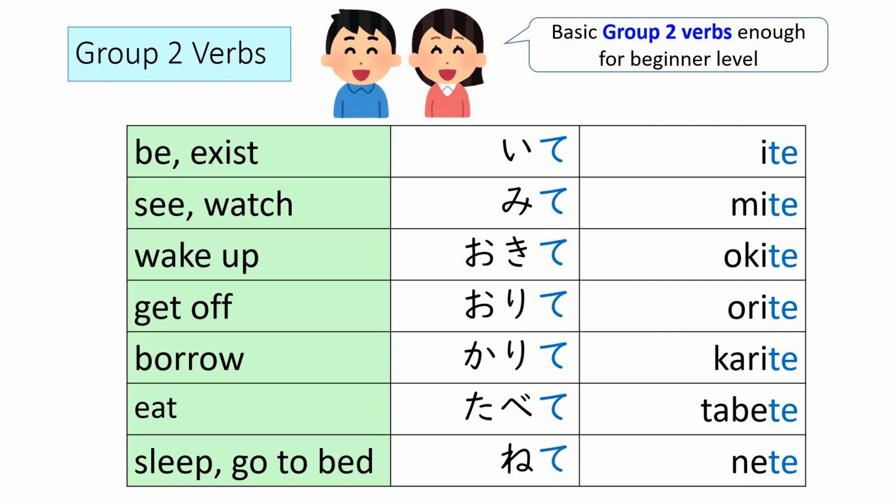Group 2 verbs are quite limited in number. Here are 8 examples shown, and they might be quite enough for a beginner to start with. The te form of to be or exist is ite. To see or watch, mite. To wake up, okite. To get off, orite. Borrow, karite. To eat, tabete. To sleep or go to bed, nete.